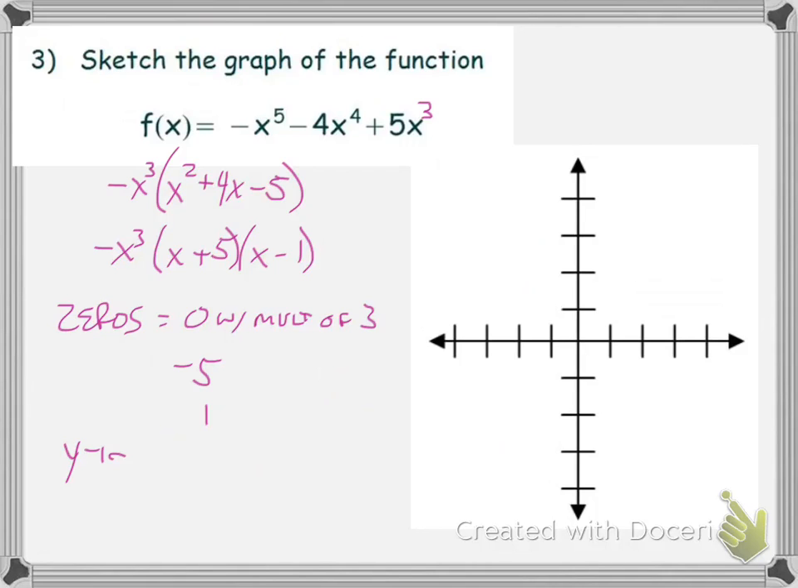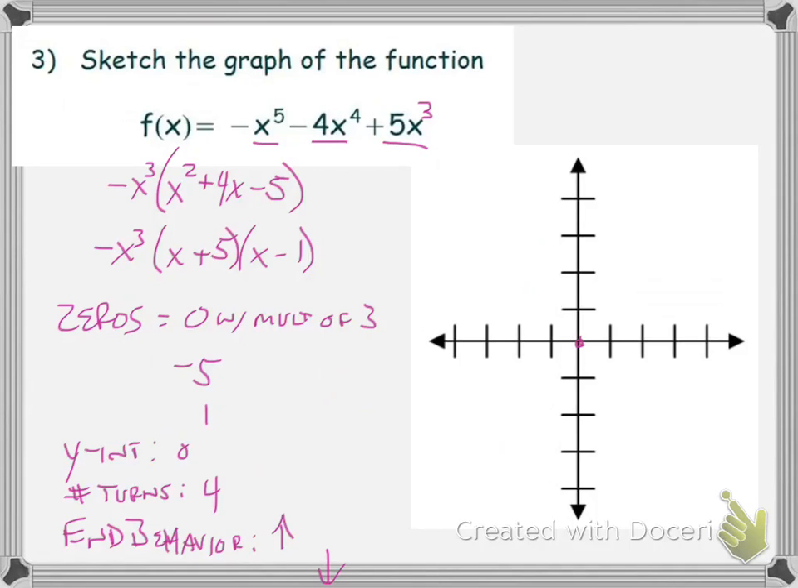My y-intercept, if I plug in 0, I get 0 here, 0 here, 0 here. So my y-intercept is 0. My number of turns, or turning points, this is a 5th degree, so there's going to be 4 turns. And then my end behavior, because it's odd, they're going to be going different directions. And the coefficient is a negative, so it's going in a negative direction. It's coming from positive down to negative.